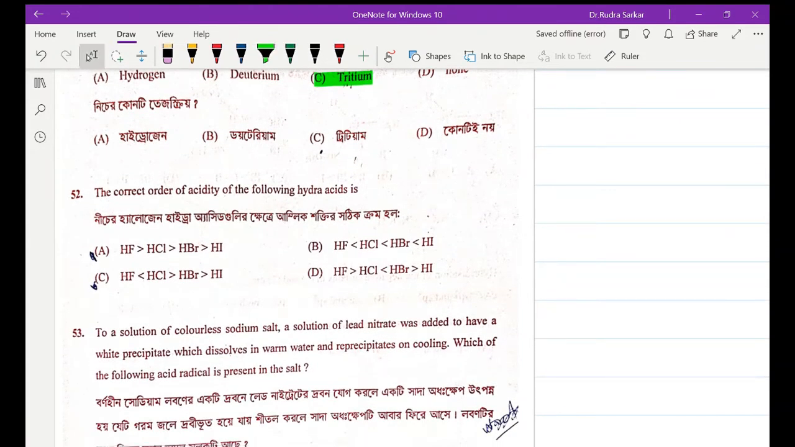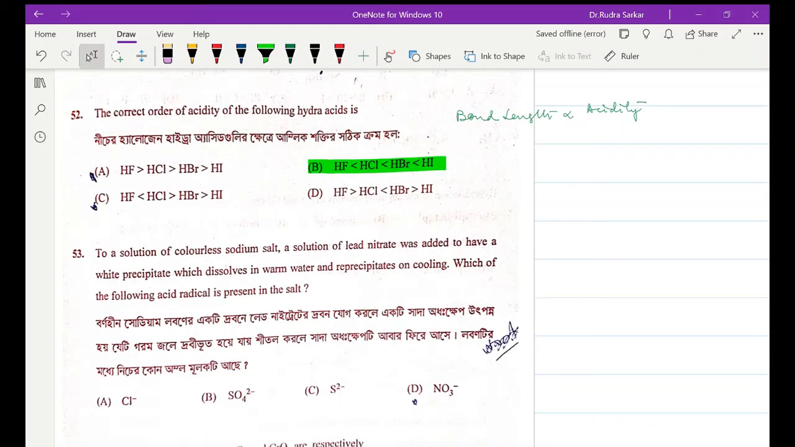Correct acidity order of the hydroacids will depend on the bond length. If you have high bond length, that will be directly proportional to the acidity. So over here bond length increases down the group, and so we will say acidity increases from HF to HI.